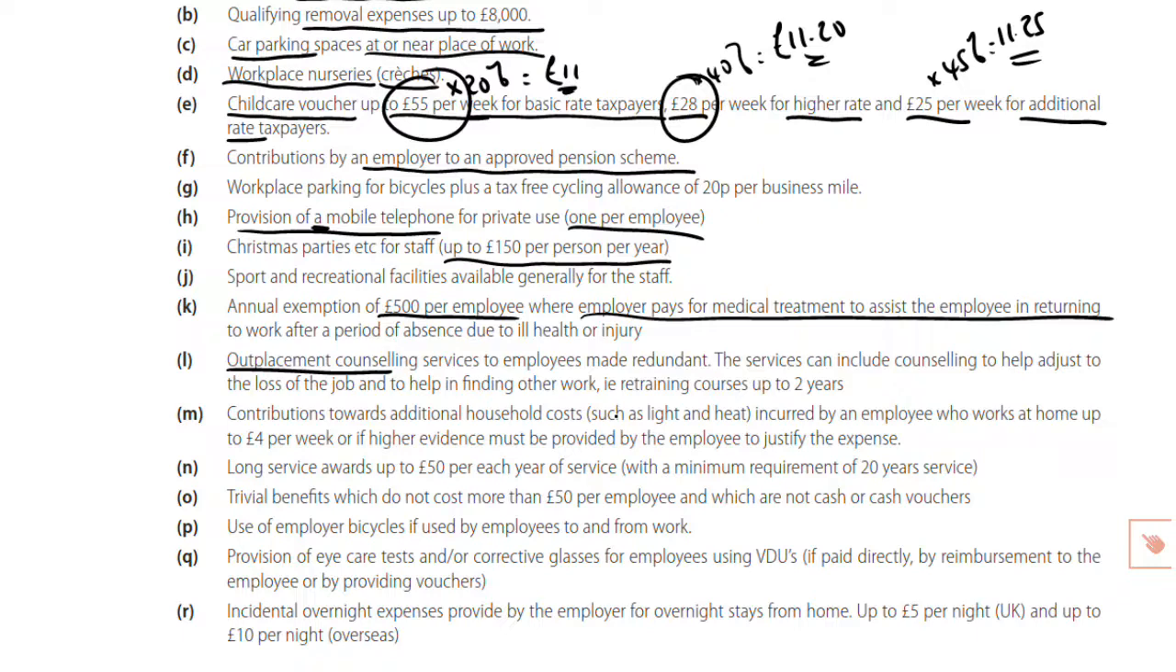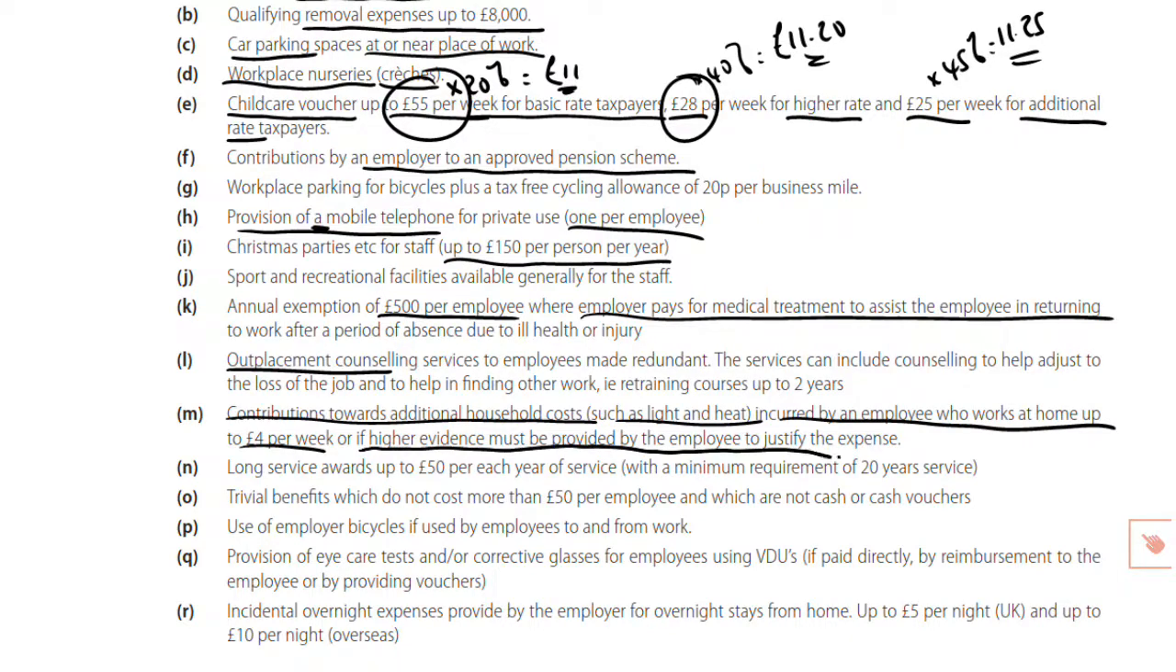A lot of people these days work at home some of the week rather than commuting in and out of work every day. So contributions towards additional household costs, such as light and heat, especially with the winter we've had, heat I'd say, incurred by an employee who works at home, up to £4 a week, or if higher, evidence must be provided by the employee to justify the expense. But certainly, without question, £4 a week. Not that that's going to make a huge difference, of course.